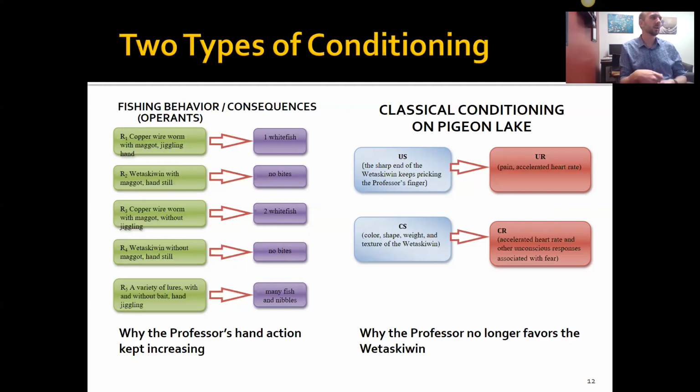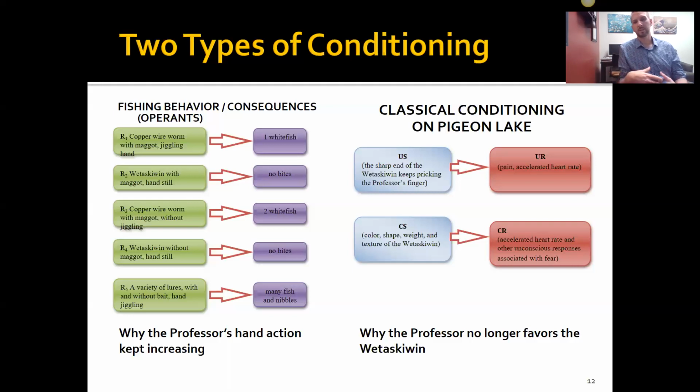He gets no bites, and then he casts out again, has a copper wire, doesn't jiggle, and gets two white fish. And then he uses the Wetaskiwin without the maggot, hand still, again, no bites. And finally, uses different lures with and without bait, and tries jiggling some of the time, and gets all of those things. So the professor was discovering when he jiggled his hands, he was more likely to catch fish.